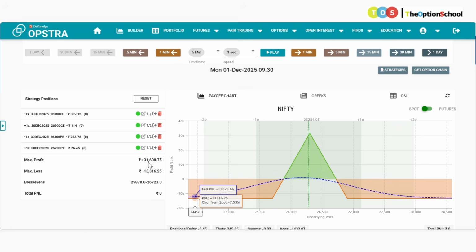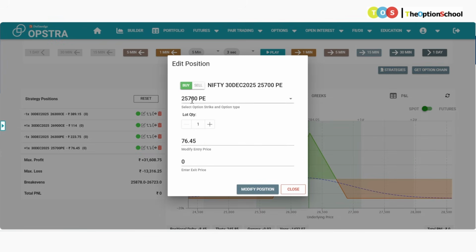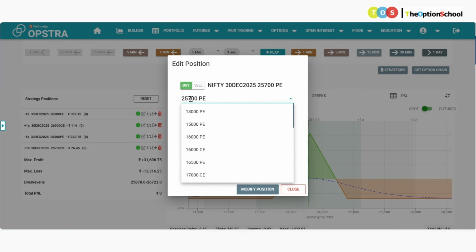Modify this, and the put side 26,300, 25,700 is good. So now what has happened is this has got converted into Iron Butterfly. Obviously this will not happen on the very first day. This might happen after a few days when already some melting of premiums has happened, and your risk reward ratio will be slightly better. You can still make it better by shifting 25,700 to 25,800.